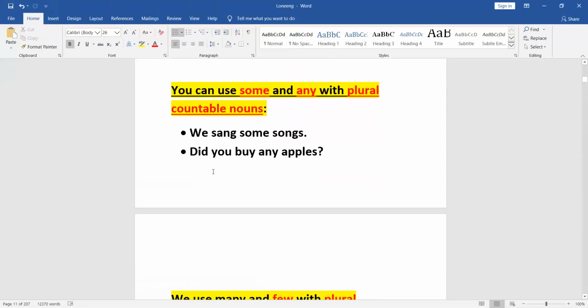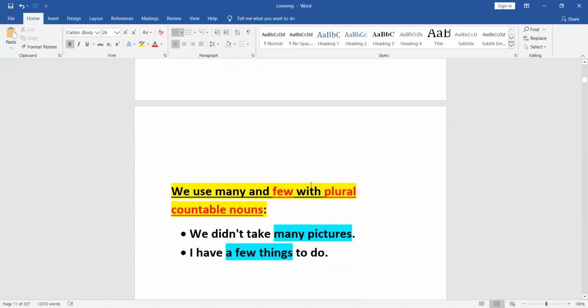You can also use some and any with plural countable nouns. For example, we can say, we sang some songs. Did you buy any apples? So here, some songs means a general number. There are a couple of songs, we don't know how many. There could be a minimum of more than three, a maximum of 100 and above. We don't know how many that some is, but it is a plural countable noun. And then, any apples means like, did you buy anything, at least one, two, three? Okay, so that's what they're trying to say.